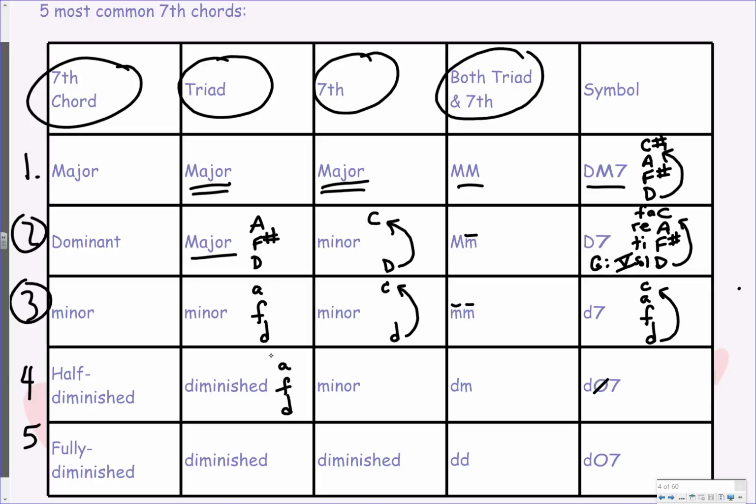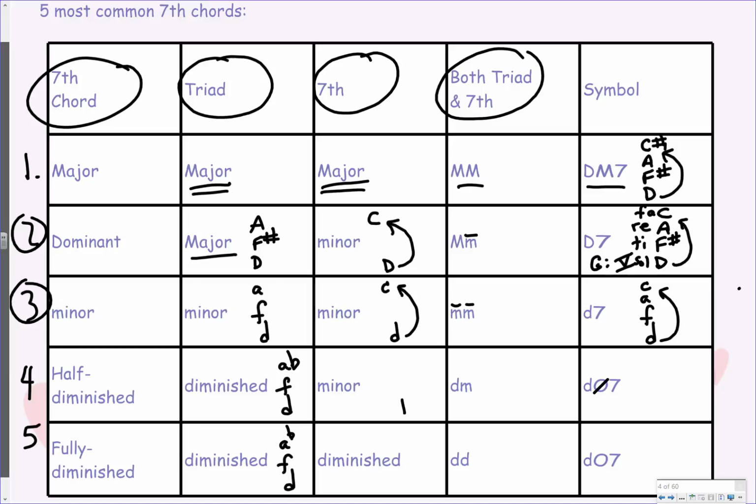D, F, A flat. And I'll do it here for my fully diminished also. D, F, A flat. Here's where the difference lies with half diminished and fully diminished. It's in the 3rd column because from root to 7th, it's a different interval.